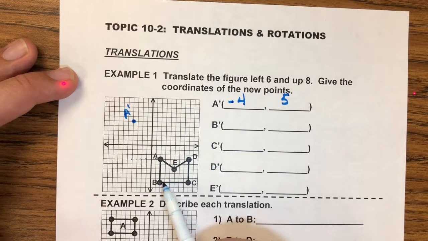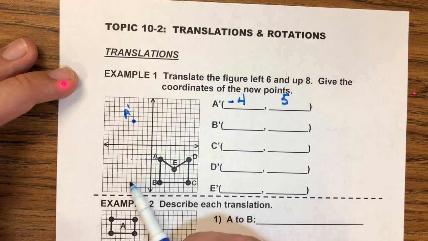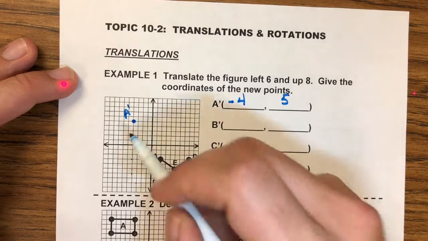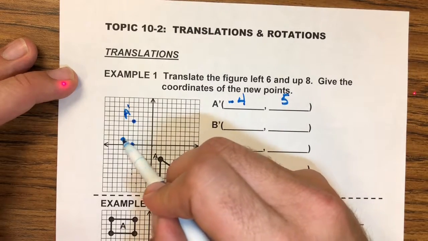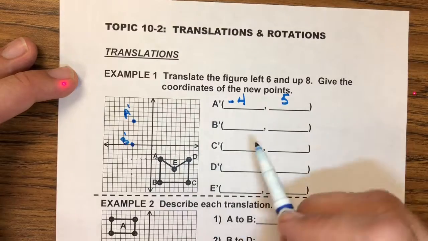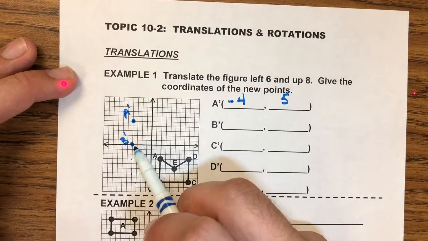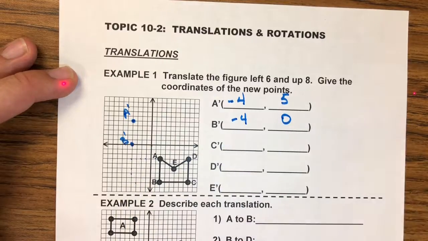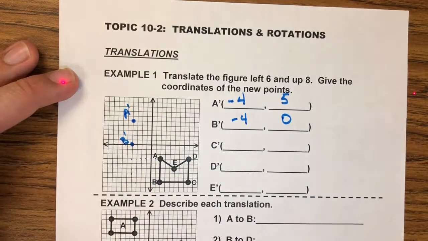Okay, and I'm going to do this for every one of these shapes. So I'm going to do that for B, to the left 1, 2, 3, 4, 5, 6, and up 1, 2, 3, 4, 5, 6, 7, 8. And there's my new B. So that would be left 1, 2, 3, 4, and up and down is at 0. Finish this out on your own. Let's see if we match up.